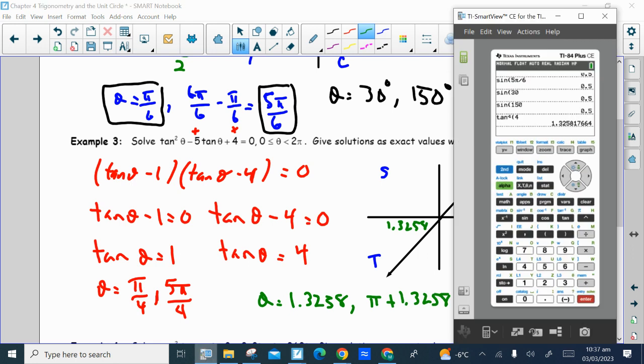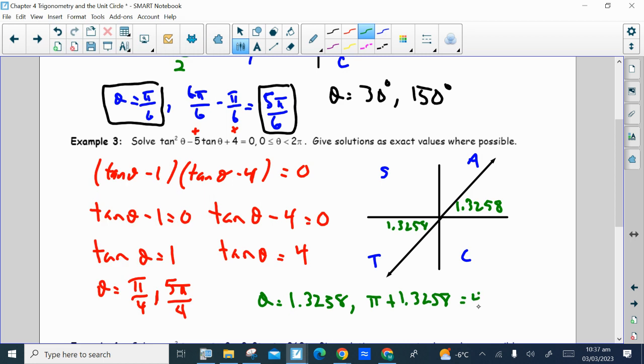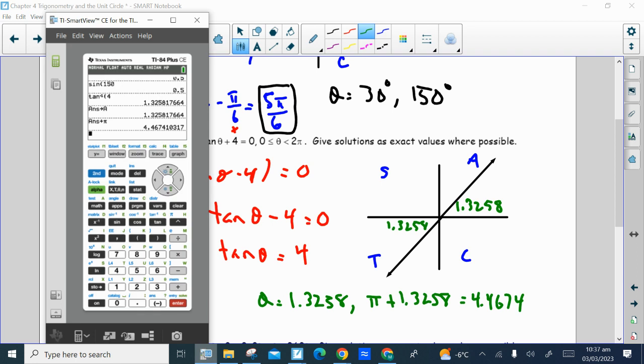So I'm going to store this number into memory slot A. So when I check it, I've got it. Then I'm also going to add pi to it to get my second angle, 4.4674. Those are our two answers. They are approximate answers because we had to round them.